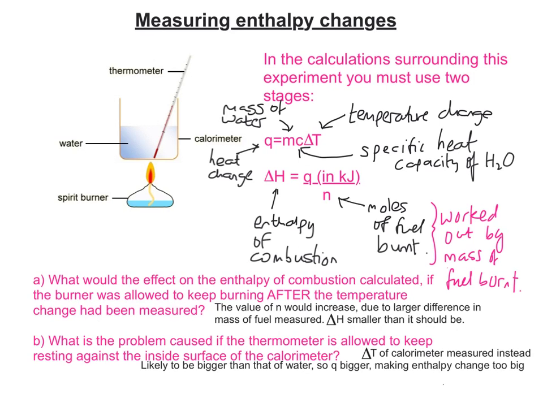In the second one, if you keep touching the inside surface of the calorimeter, the thermometer will pick up the temperature of the calorimeter, not the temperature of the water. The calorimeter is usually made of metal, so it's likely to be able to heat up a lot more than water, so therefore Q is likely to be bigger, making the enthalpy change too big this time.